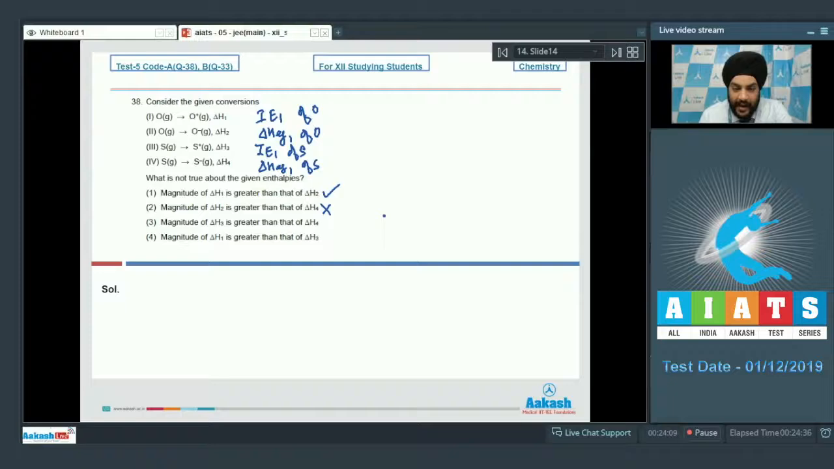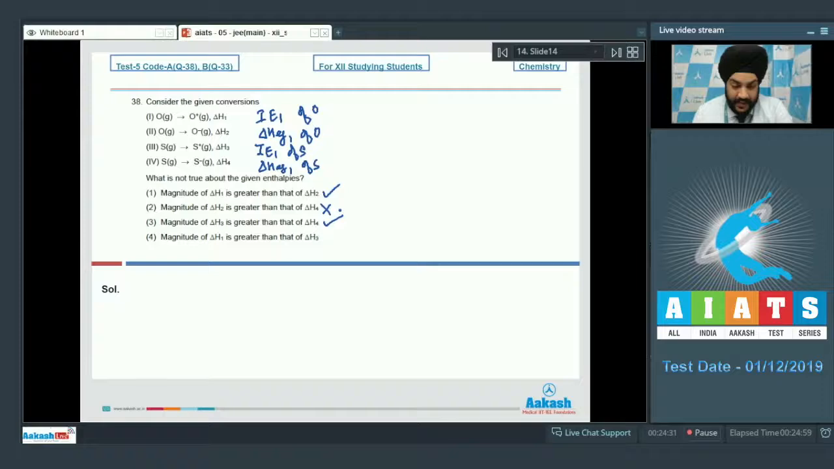If we talk about the third statement now, magnitude of delta H3 is greater than that of delta H4. So this is also correct, students. We can clearly see that in the third reaction there is ionization happening, and in the fourth reaction an electron is getting added. And as we had discussed before, it is more difficult to ionize any atom than to add an electron to it. Okay. So this is also a correct statement, students.